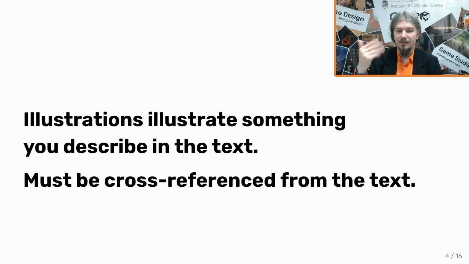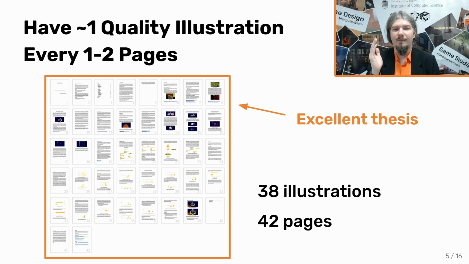You reference that illustration or that figure, that graph, and the data or thing you described should be obvious from the graph. Of course, there can be a little bit more in the graph than in the text itself, but still it should provide a solid illustration for the thing you're describing. In our thesis, we usually have one quality illustration for every 1 or 2 pages. So here is an example of an excellent thesis, 38 illustrations or figures and 48 pages.